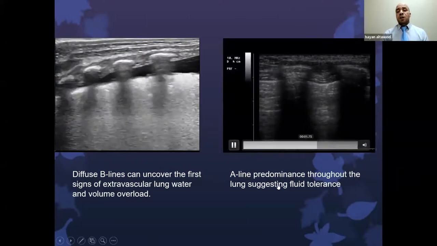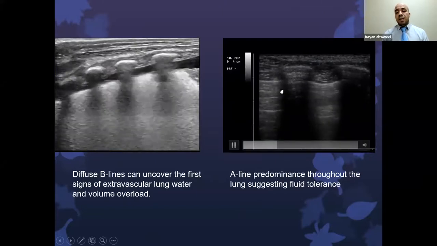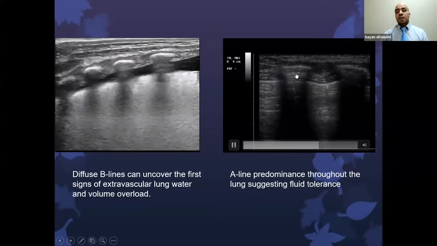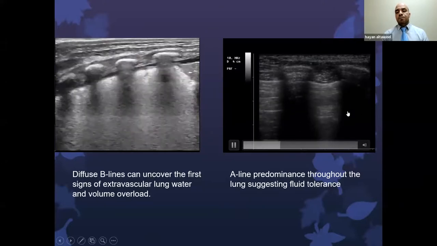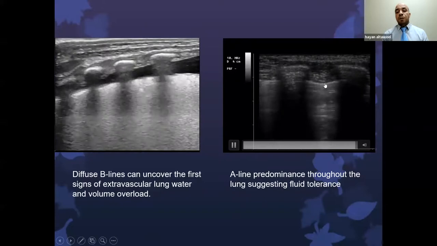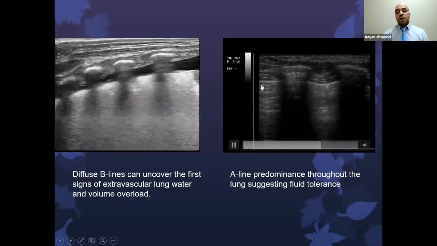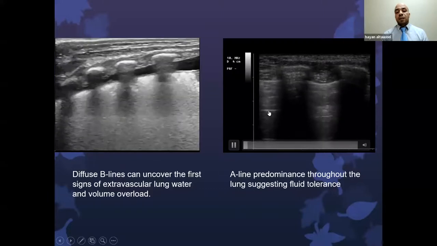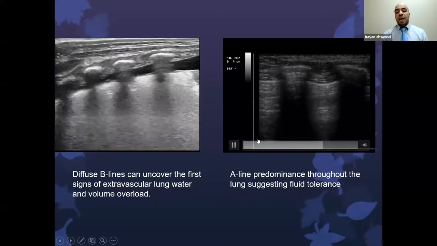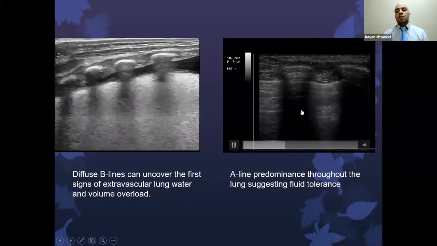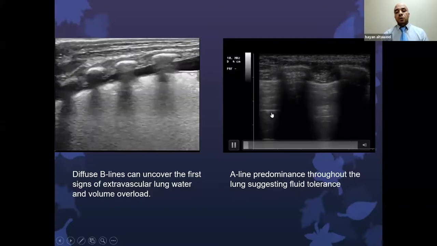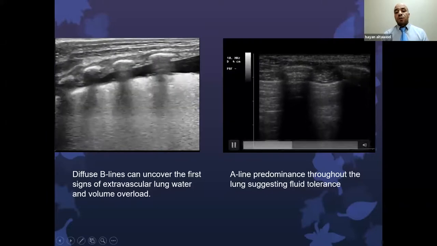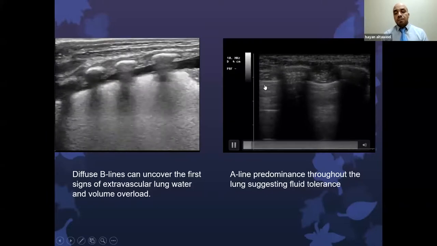The first patient, on the right side, as you can see here, has a normal lung. These are the ribs, this one and this one, and this is the shadow of the ribs. Here is the sliding movement of the pleura, as you can see. What you can see from the lung tissue is only artifact, this one and this one. This artifact is called an A-line, telling you that this lung is dry, with the presence of just a few B lines.